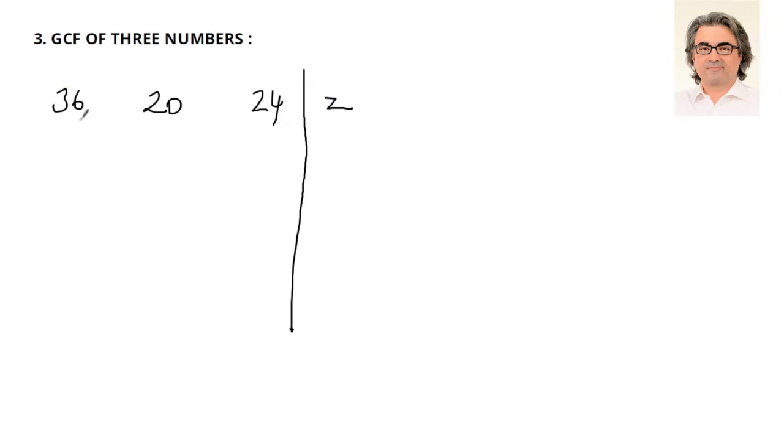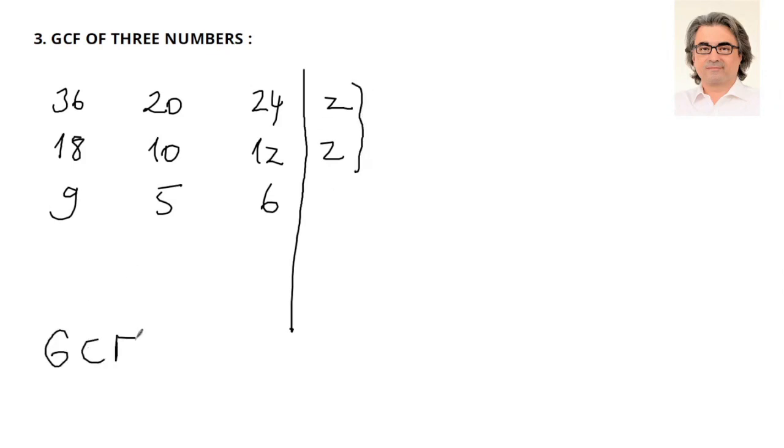2. If you divide these three numbers with 2, the result will be 18 for 36, and for 20 the result will be 10. And what about 24? If you divide 24 with 2, the result will be 12. After that, again 2. If you divide 18 with 2, the result will be 9. 10 with 2, the result will be 5. 12 with 2, the result will be 6. After that, 9, 5, and 6, there is no common factor other than 1. So 2 times 2 gives you the greatest common factor of these three numbers.